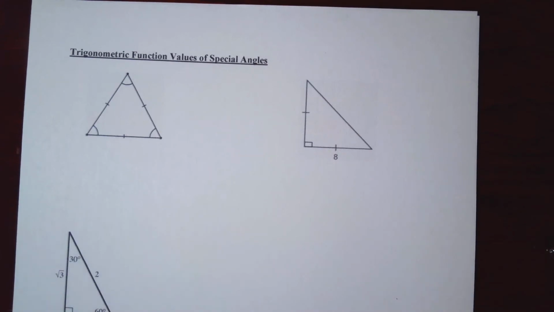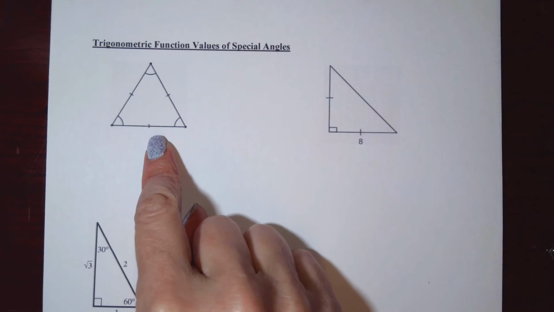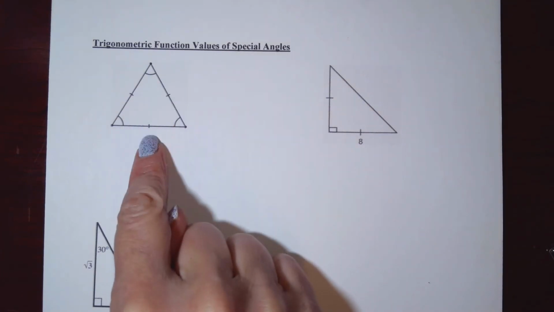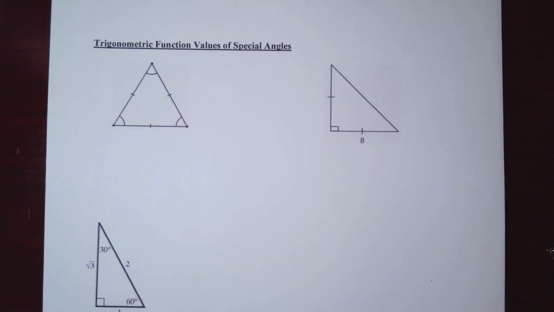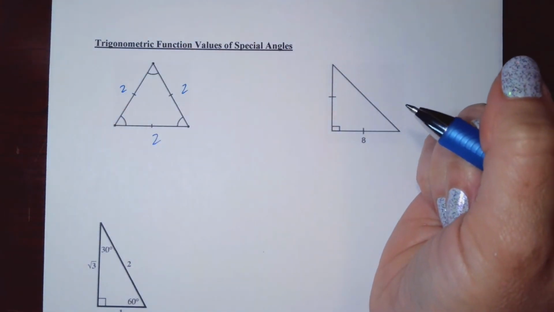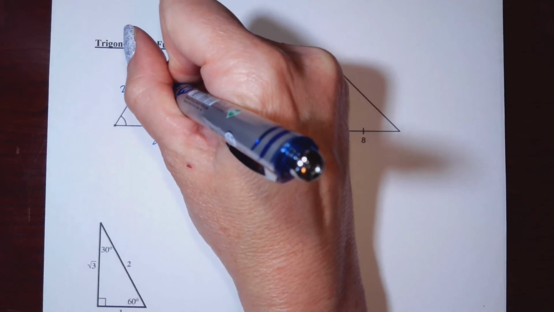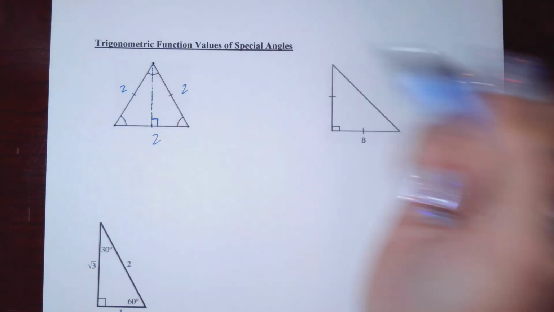Now we've got some special triangles formed here. This first special triangle is equilateral, and I know it's equilateral because each of my sides is marked to be the same length and each of my angles is marked to be the same measure. So let's say this equilateral triangle has side lengths of 2. Well, if I drop a perpendicular here, I know that this would be a right triangle.